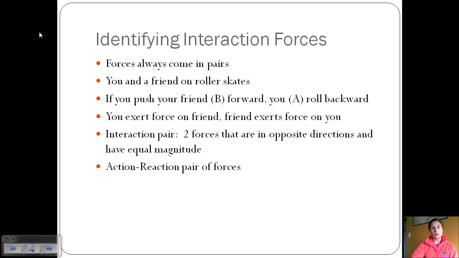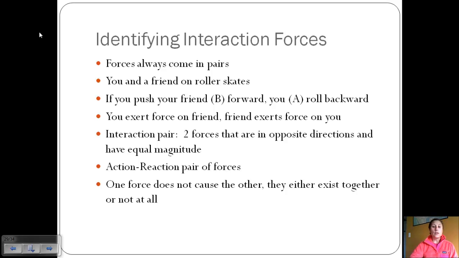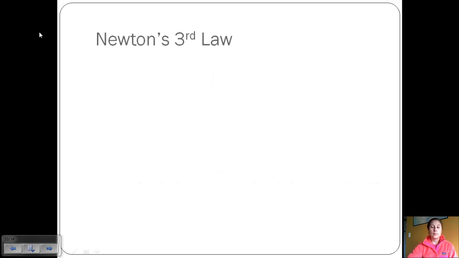And so this relates to Newton's third law, which we're going to talk about in a second, which is basically that for every action, there's an equal and opposite reaction. One force does not cause the other. They must exist together or not at all. So that's why they're called a pair. You can't have one without the other.